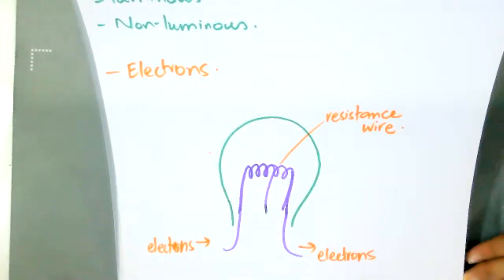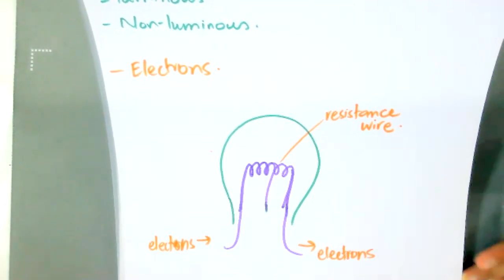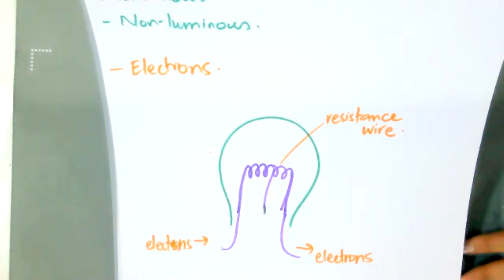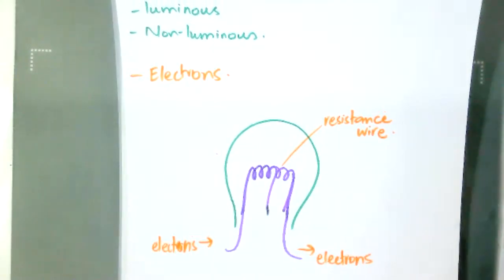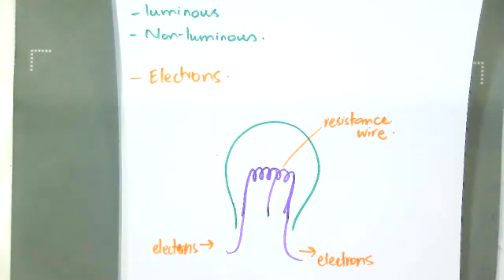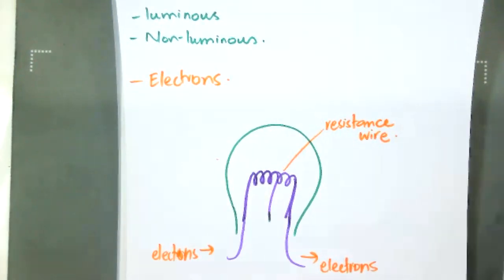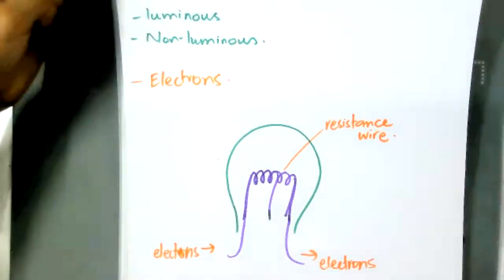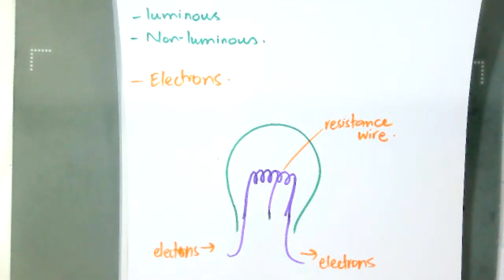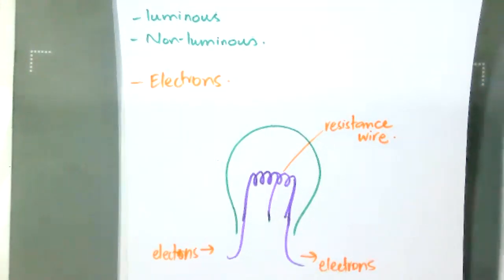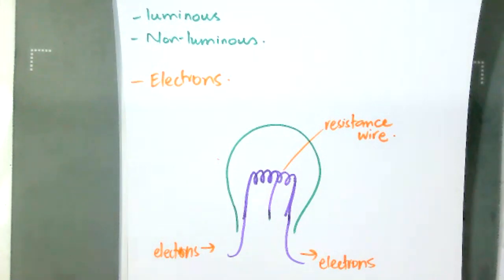Basically, this filament is tungsten. It's a transition metal, and when a current flows through it, it offers resistance, and because of that resistance, heat is produced, because electrons have to work against this resistance to be able to pass through the tungsten filament. And work done is equal to energy transfer. Remember from physics, work done is energy transfer. So when they work, their energy is transferred into thermal energy. Their kinetic energy is converted into thermal energy.